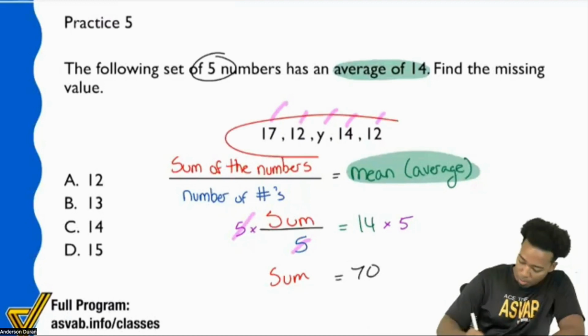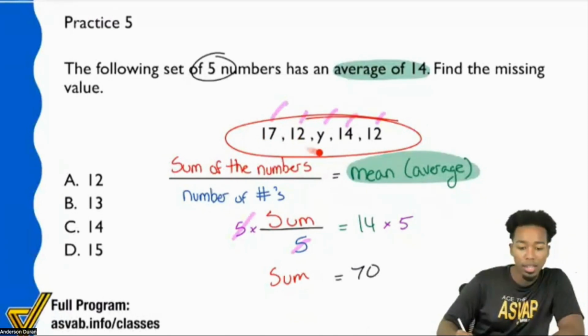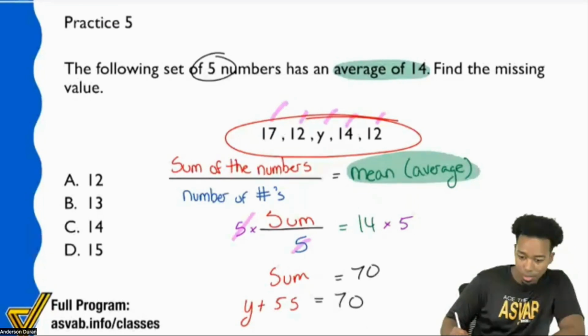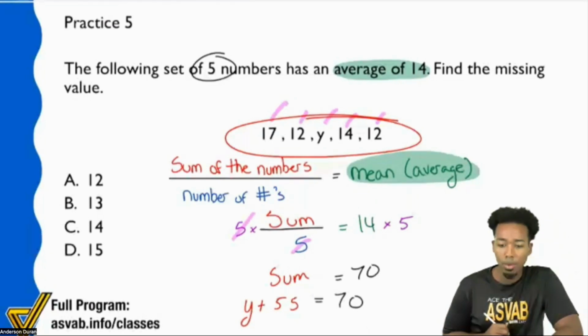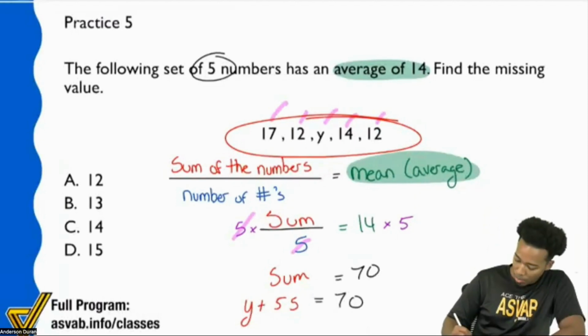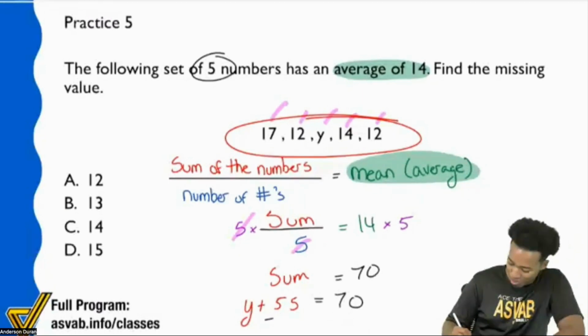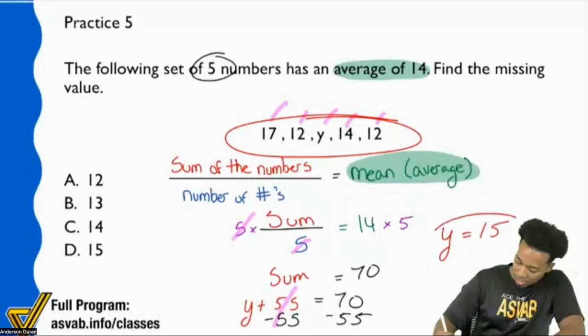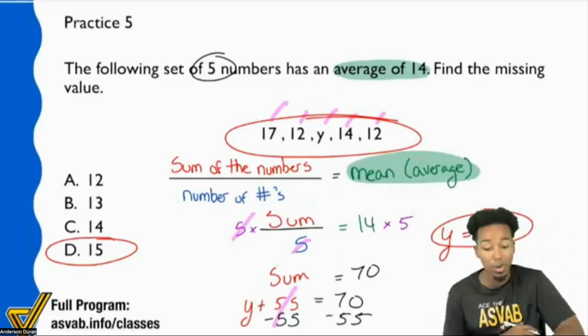So we just have to figure out what all this mumbo jumbo is. We got y plus, what's this? 17 plus 12, 29, plus 14, 43, plus 12, 55. Cool. So we have ourselves y plus 55. That gives you that sum of 70. And so booyah, we're good. And now we just take away 55 from both sides. Minus, or not 15, 55, excuse me there. Minus 55 on both sides. And we're good. Booyah, right there. We get y equals 15. And that's how D is the correct answer.